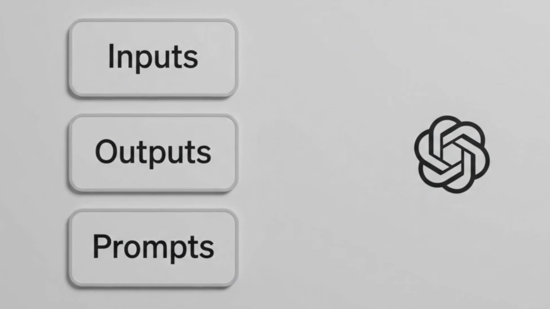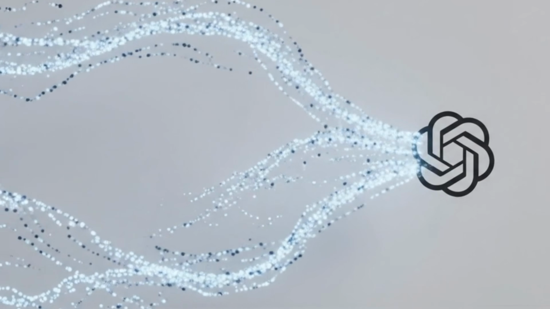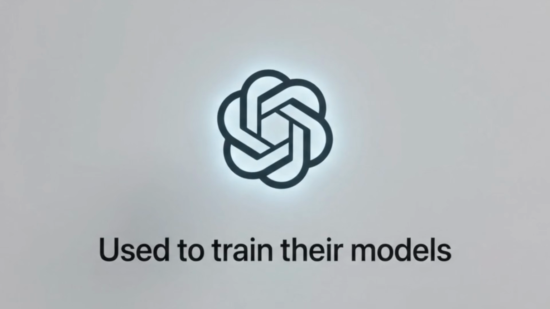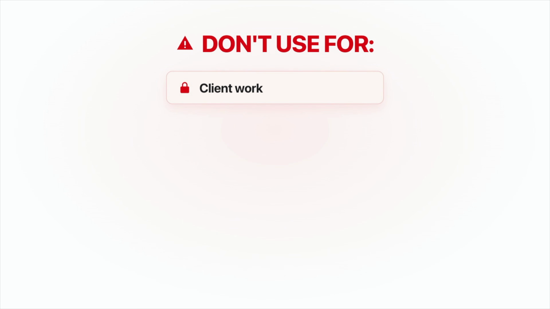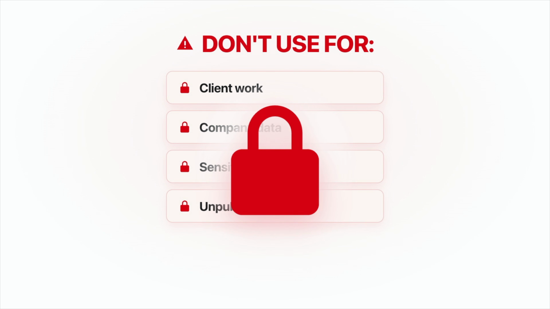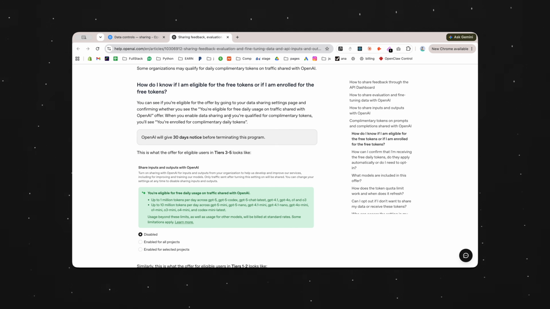Here's the catch. When you turn on data sharing, everything you send through the API, inputs, outputs, prompts, gets used by OpenAI to train and improve their models. Which means don't use this for client work, company data, personal sensitive info, unpublished code, anything you wouldn't want OpenAI to see. Also, zero data retention accounts cannot opt in at all.